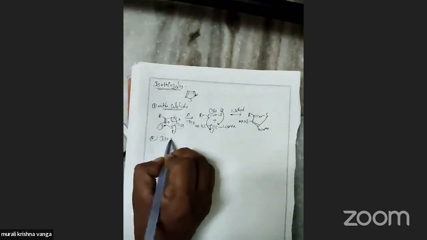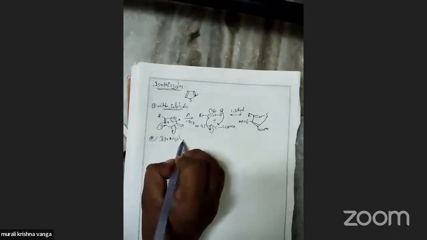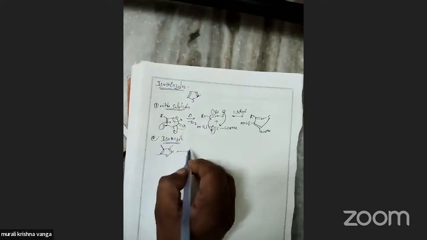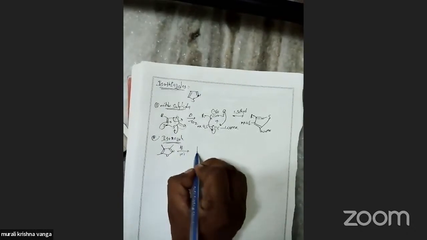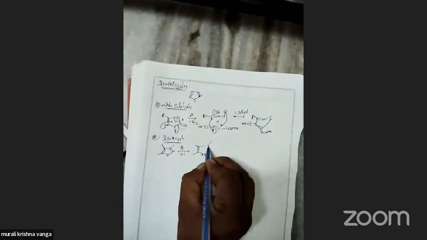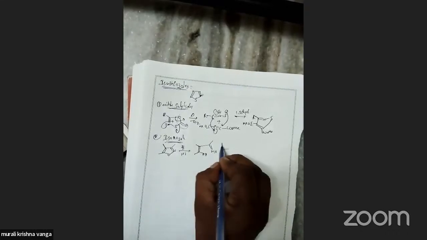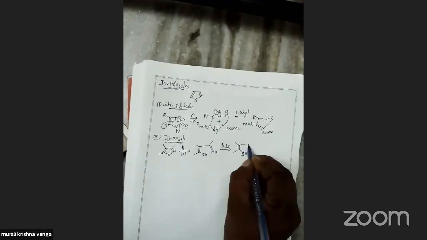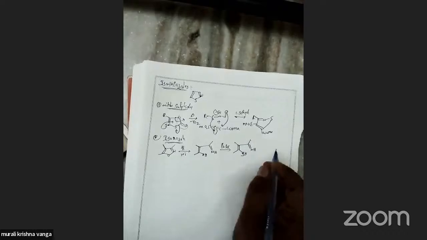Next, from isoxazole. When isoxazole reacts with hydrogen and nickel, and then with P2S5, in the presence of iodine it undergoes loss of hydrogen, and then forms isothiazole as the product.